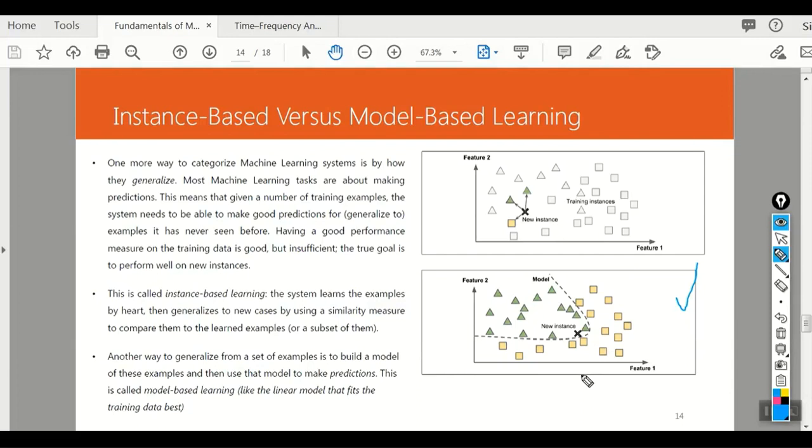Okay, for example, if we have data like this, the system fits a linear line to this data. The system models this data by a linear line. Then this pink linear line is the model of this data.